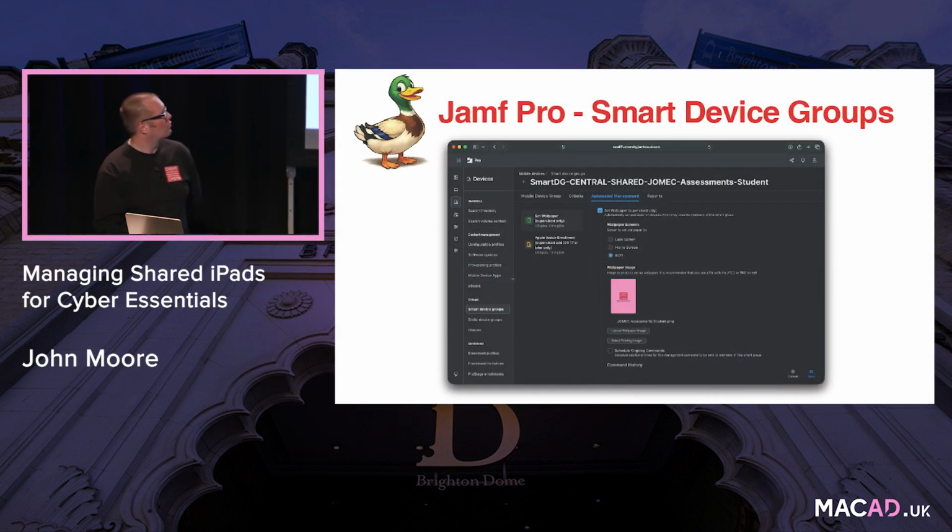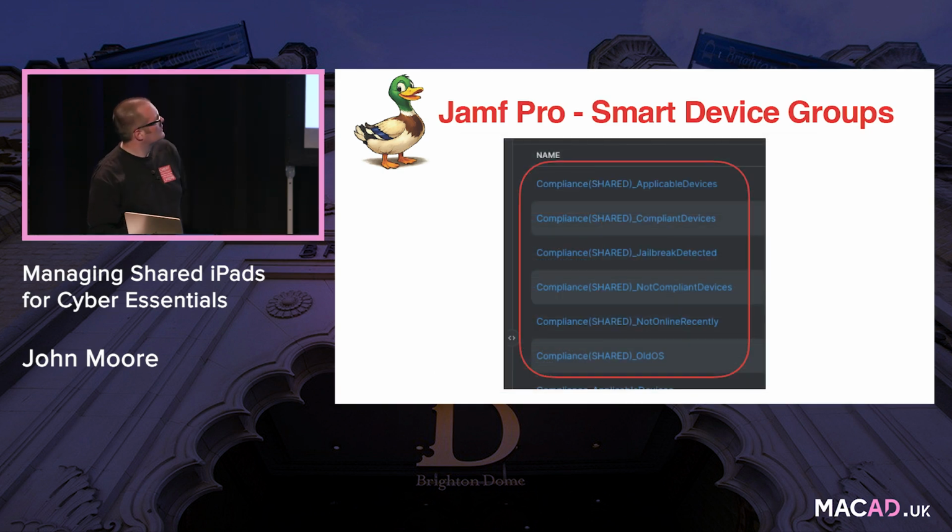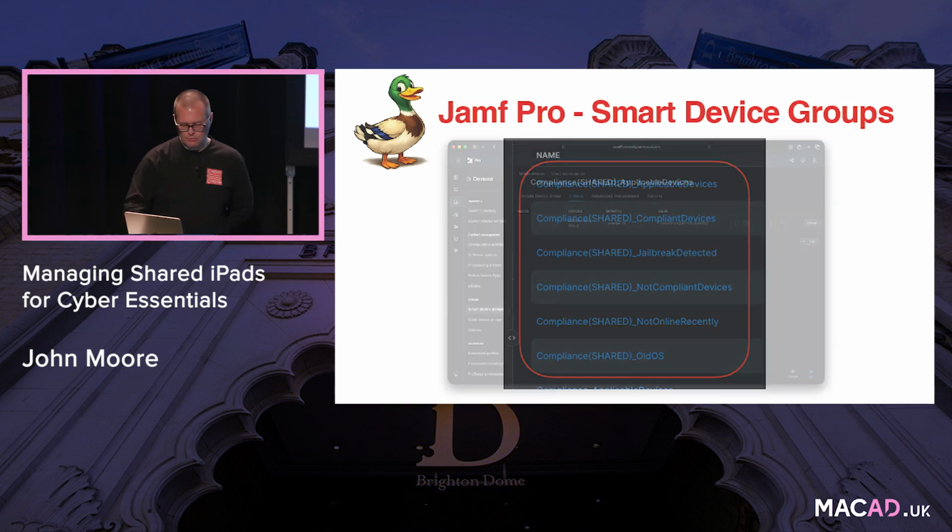And for each group, we'll have a distinct wallpaper, and you can put some extra text on it just to help the user out when they're using it. Then after the role groups, we move on to the shared device compliance groups, where we can define the scope, the criteria, and the state of compliance. You know, things like applicable, compliant, jailbreak, not in line recently, old operating system.